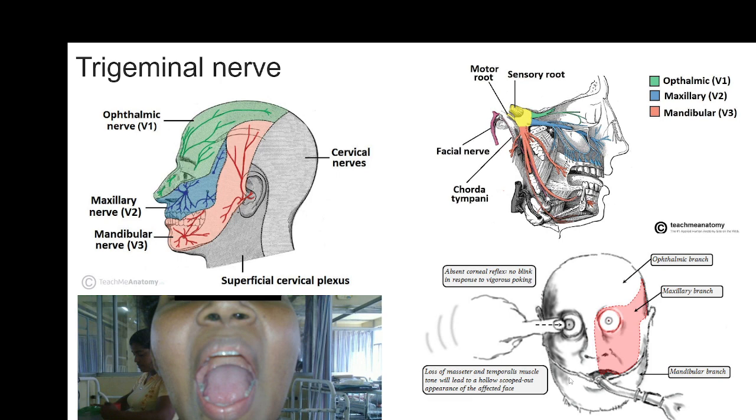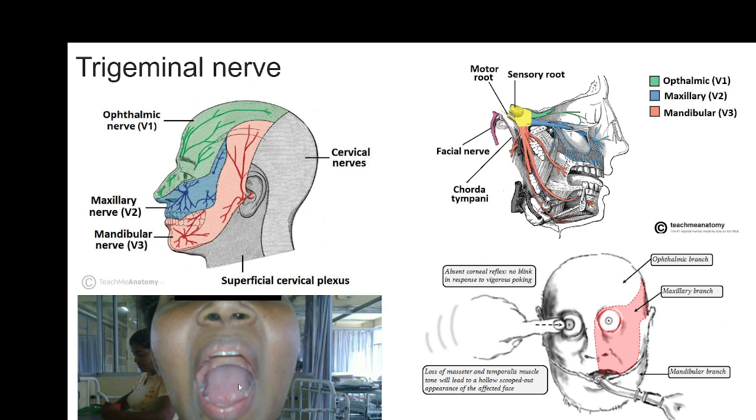Then there is the trigeminal nerve. The trigeminal nerve is primarily sensory, but at the same time there is a motor component too, and it has mainly three roots: ophthalmic, maxillary, and mandibular. The main examination would be assessing the sensations over these areas, the ophthalmic area, the maxillary area, or the mandibular area, by which you can make out which component of the trigeminal nerve is affected.